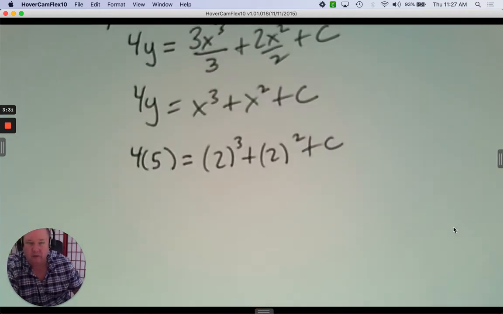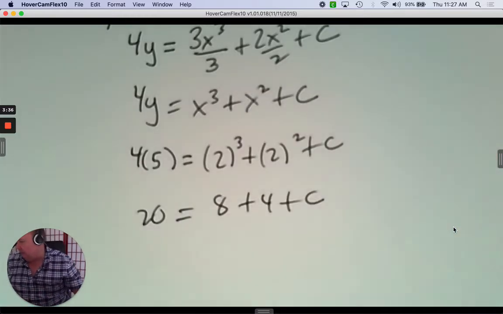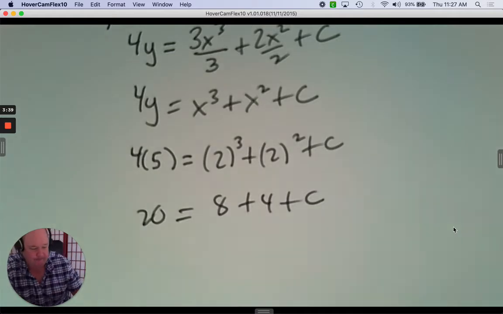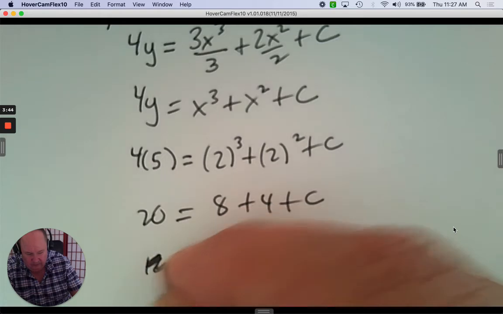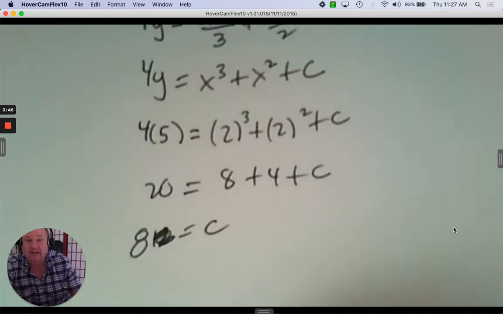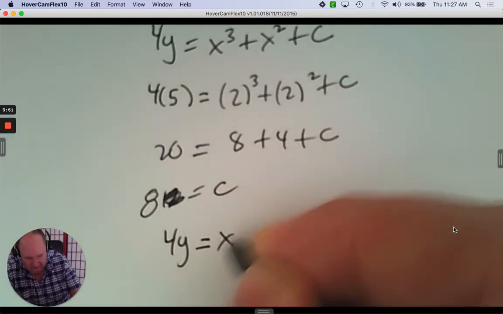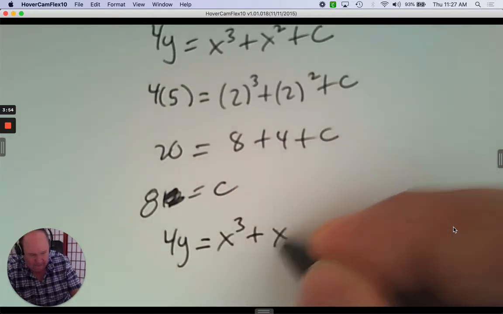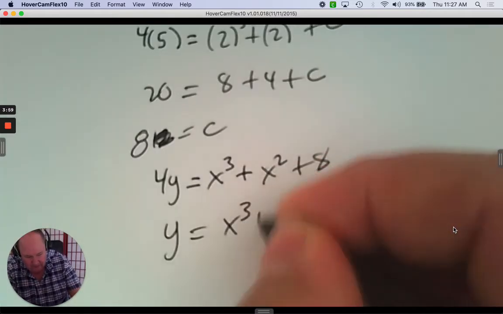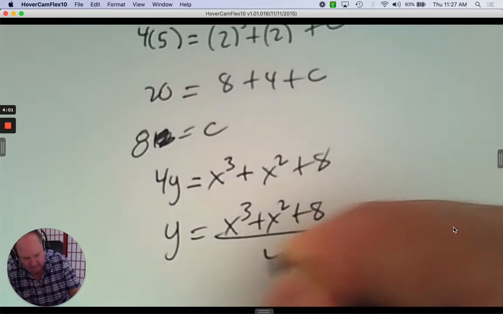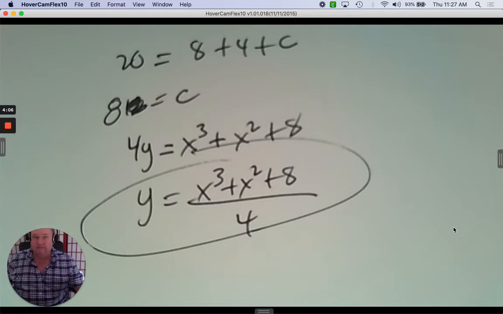And I want you to solve for the constant. So 28 equals 4c, can you solve it for me? So this is 20, take away 12. I can do that. Oops, no I can't. So 20 take away 12 is 8. So if I put it together, I have 4y is equal to x cubed plus x squared plus 8. And then the last step is to divide by 4. Don't make it complicated. Just divide by 4, and you have it. That's the particular solution that we're looking for.